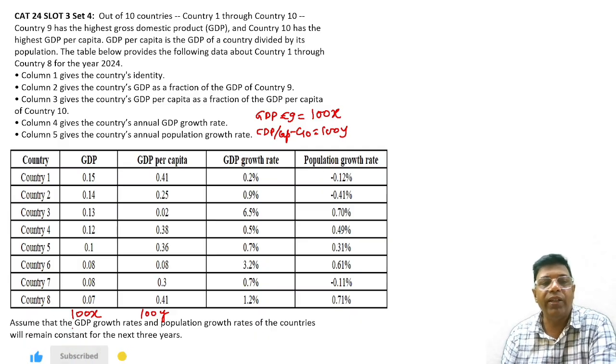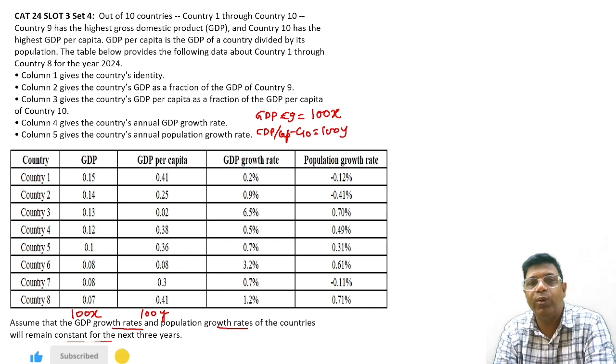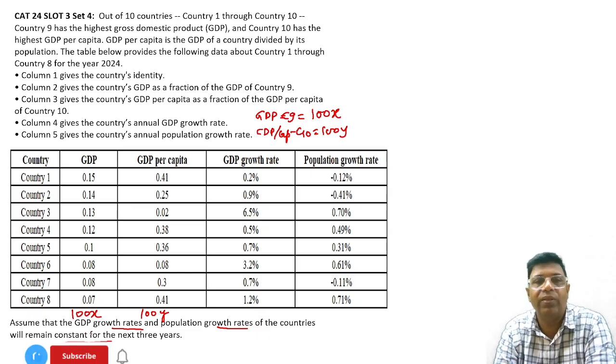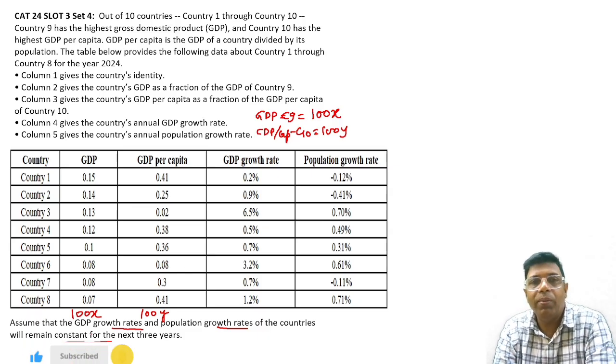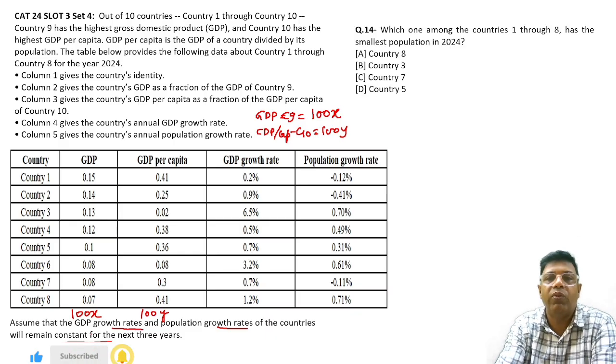And at the bottom, it says to assume that the GDP growth rate and population growth rate of the country will remain constant for the next 3 years. So from 2025, 26, 27, for these 3 years, the GDP growth rate as well as population growth rate is going to be the same. Great. So I think we have understood the data, so we can directly go to the question. Let's look at question number 1 of this set.